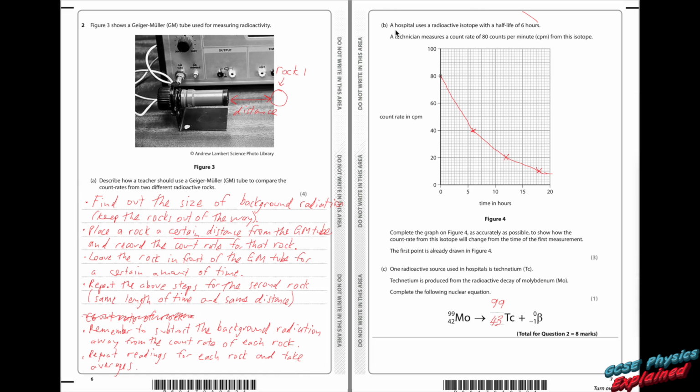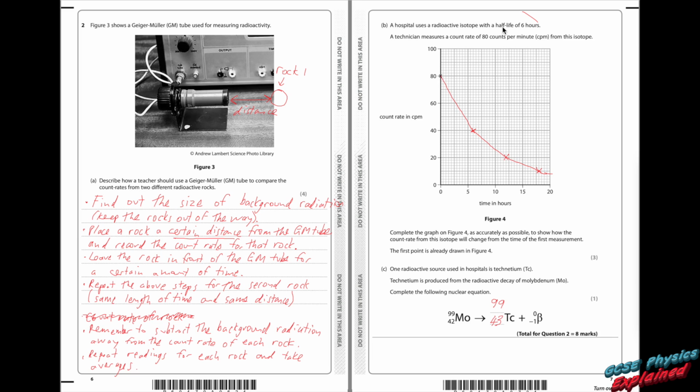Question B. A hospital uses a radioactive isotope with a half-life of 6 hours. A technician measures a count rate of 80 counts per minute from this isotope. Complete the graph of figure 4 as accurately as possible to show how the count rate from this isotope will change from the time of the first measurement. The first point is already drawn in figure 4. So there was a count rate of 80 at a time of 0.